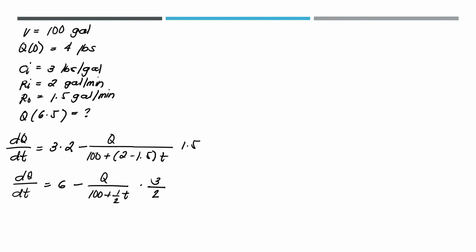Simplifying again, no? So we can multiply 3 over 2 dito na lang simply. So we have 6 minus 3 over 200 plus t, kasi 'di ba 1/2 times 2 is 1. So ayan, 200 plus t na lang siya. Q, no?